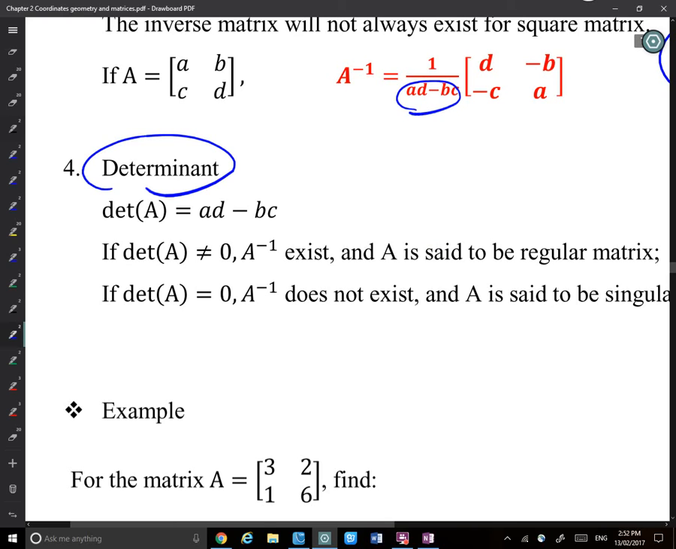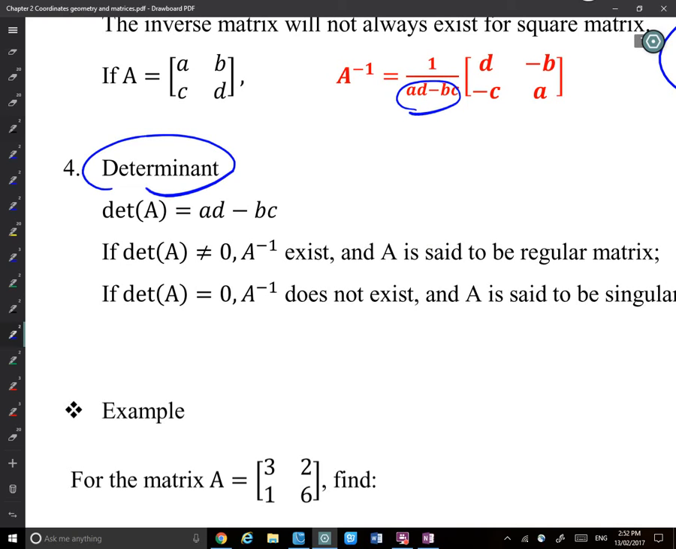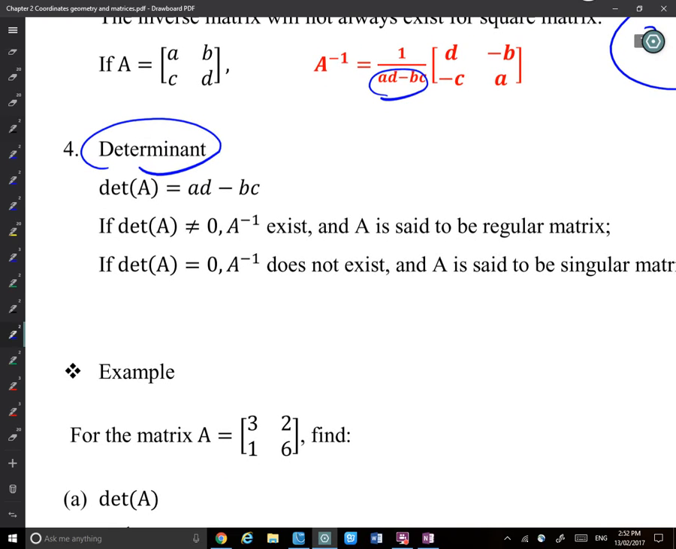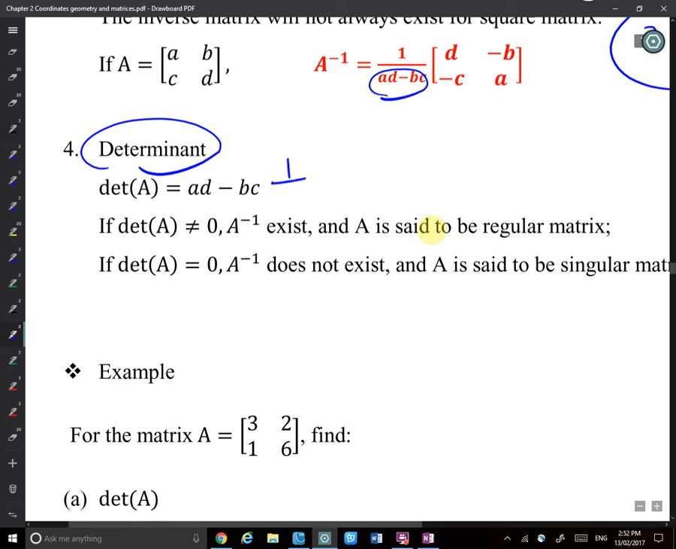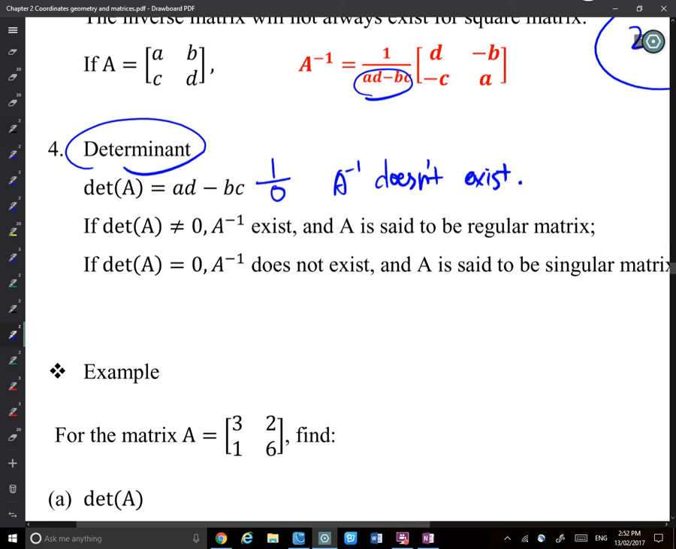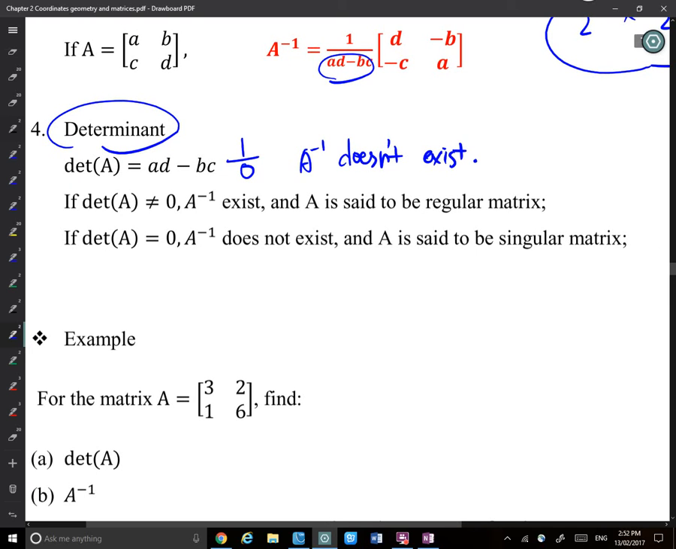Why is AD minus BC important? Because if that number is 0, I cannot evaluate things. What is 1 over 0? It's undefined, which means the inverse does not exist. If I have AD minus BC equals 0, I will have 1 over 0, which implies that the inverse does not exist. So if the determinant is not equal to 0, A inverse will exist, and A is said to be a regular matrix. If A inverse doesn't exist, it is a singular matrix.